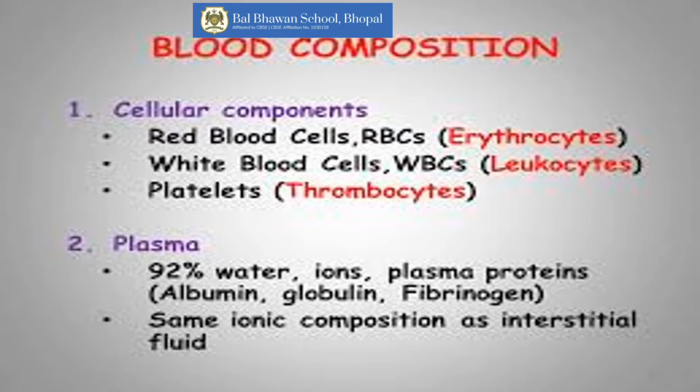Coming to the cellular components or corpuscles. There are three types of corpuscles. The first one is red blood cells, or RBCs, or erythrocytes. That is, red blood corpuscles, red blood cells or erythrocytes. Then we have white blood cells, or WBCs, or leukocytes. And then we have platelets or thrombocytes.